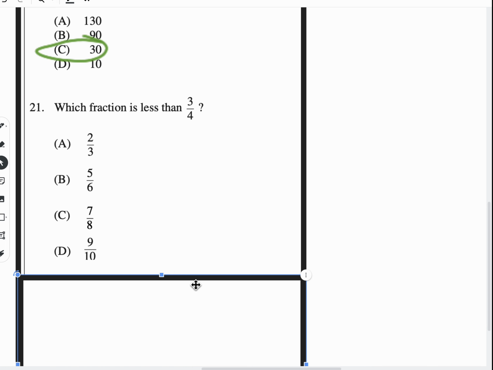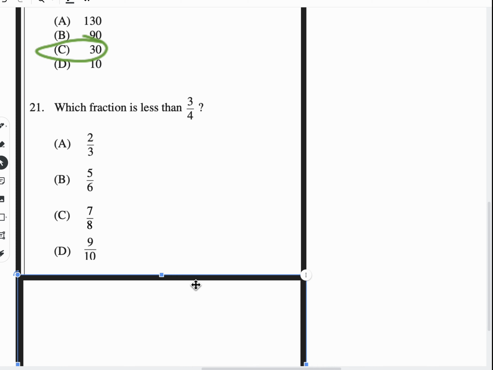Now let's take a look here at number 21. Which fraction is less than 3/4? Now there are several ways to solve this problem. For example, we could use the bow tie method or find a common denominator for the fractions. Another option here is to convert the fractions to decimal form.